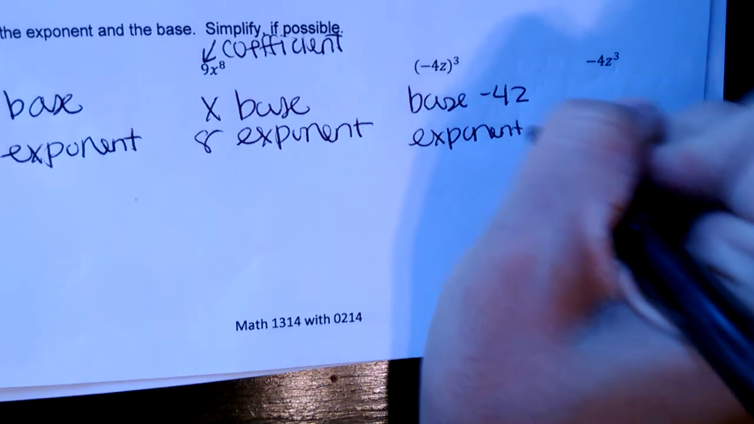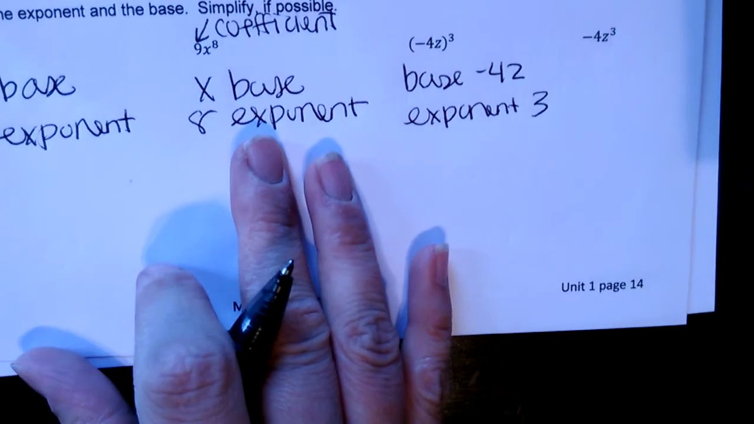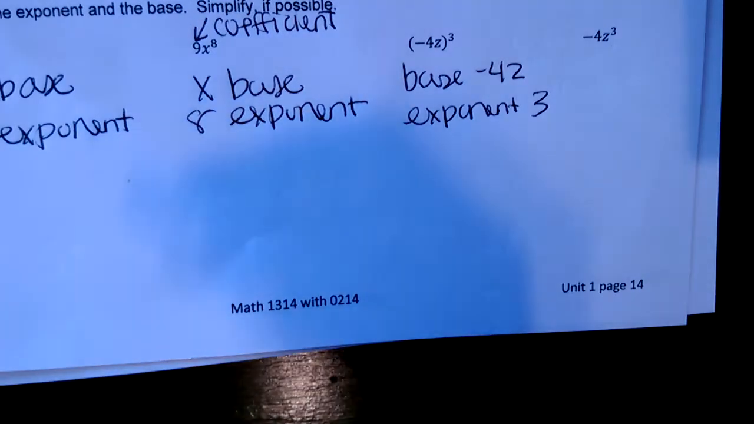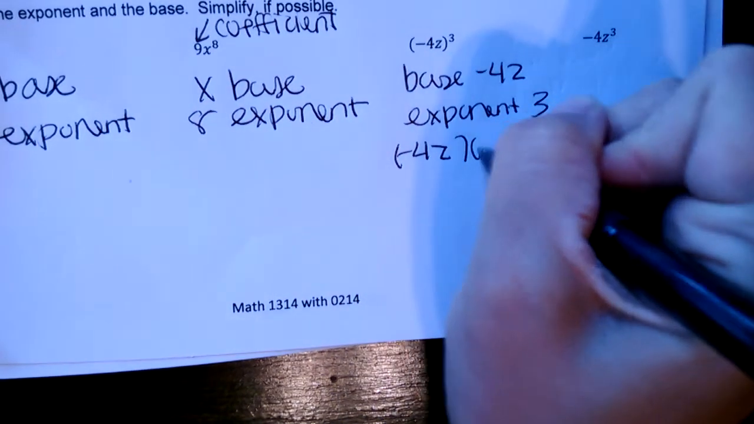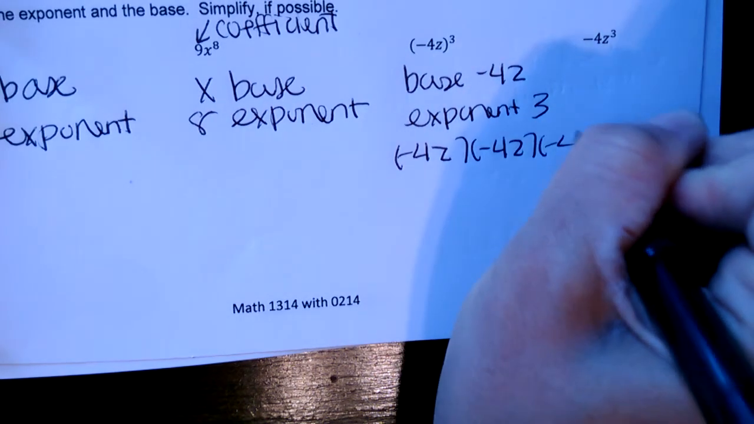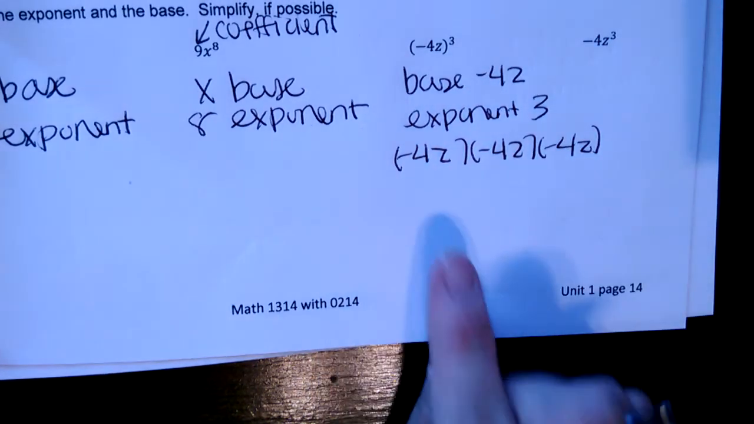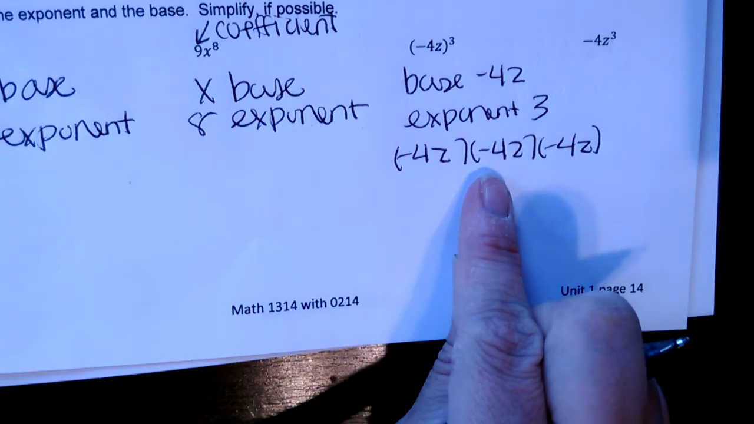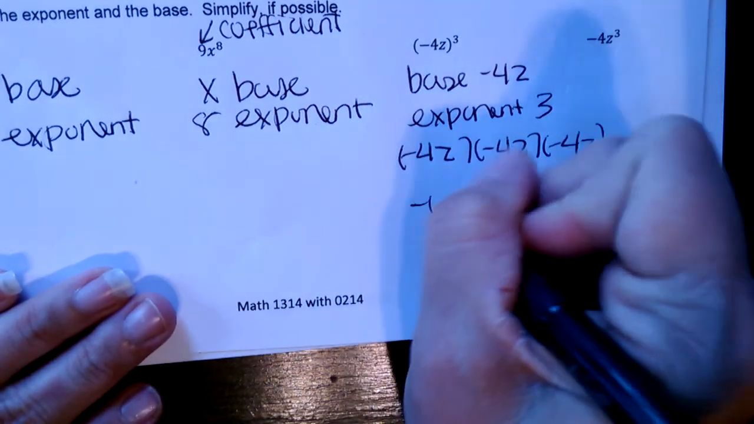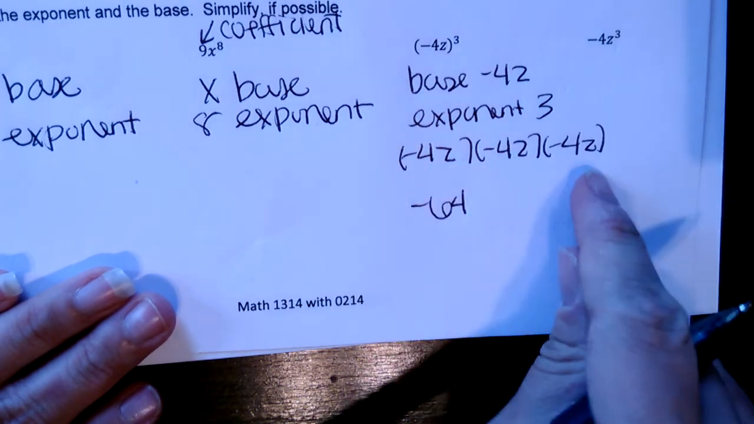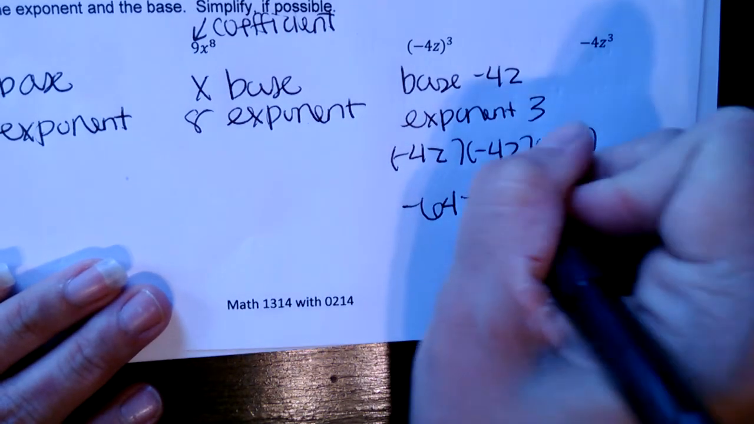So we can actually simplify this one because we are repeatedly multiplying -4z. So -4z times -4z times -4z. Okay? -4 times -4 is positive 16. Positive 16 times -4 is -64. Z times z times z is z cubed. So that is how we would simplify that guy, okay?